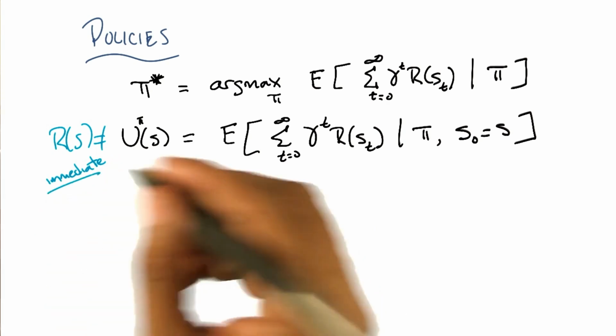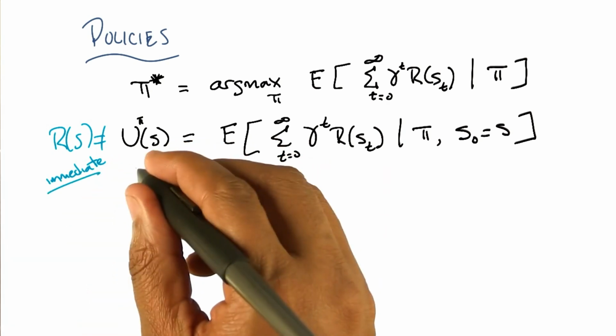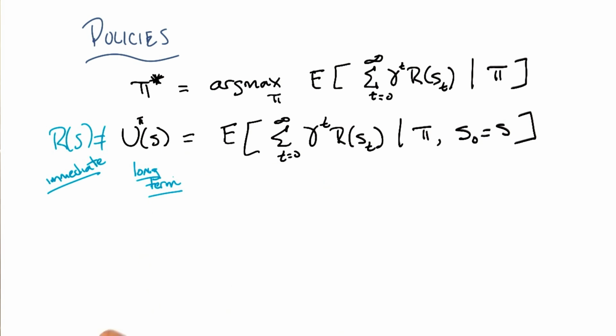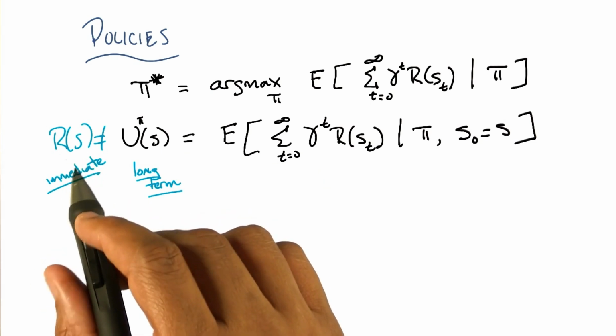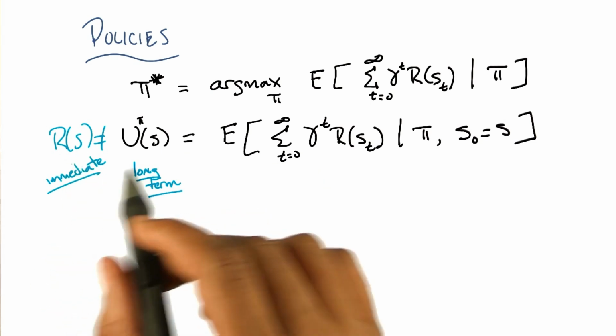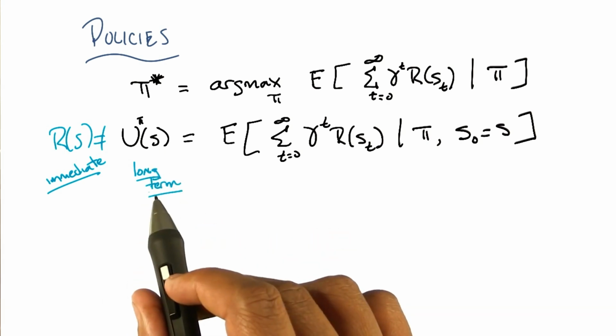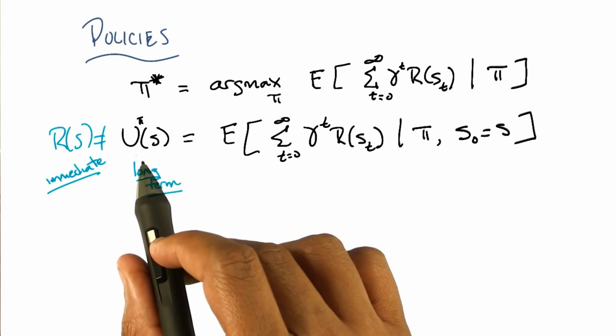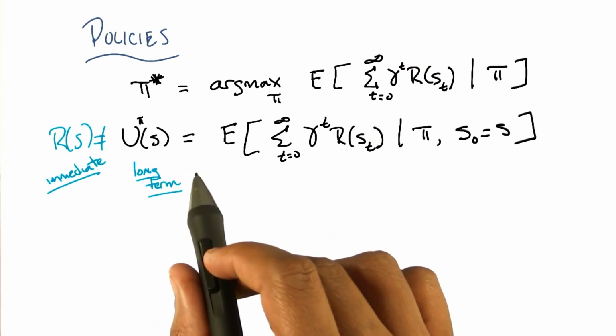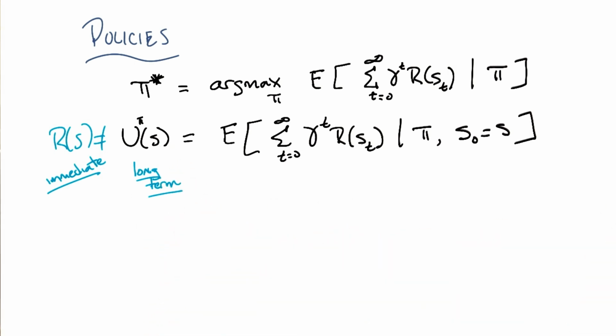Okay? But utility gives us long-term feedback. Does that make sense? So a reward for a state is the actual value that we get for being in that state. The utility for a state is both the reward that we get for that state, but also all the reward that we're going to get from that point on. I see. So, yeah, that seems like a really important difference.